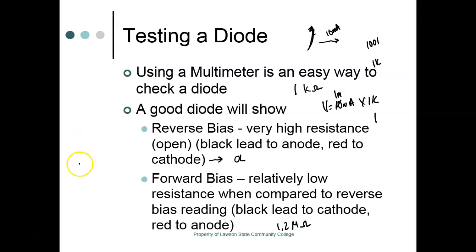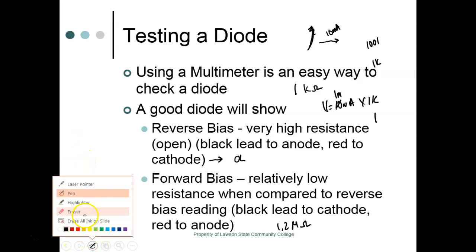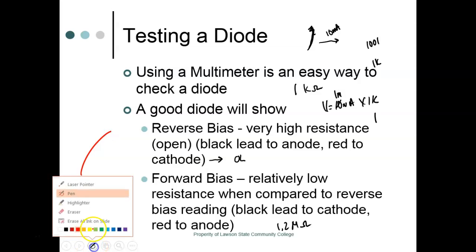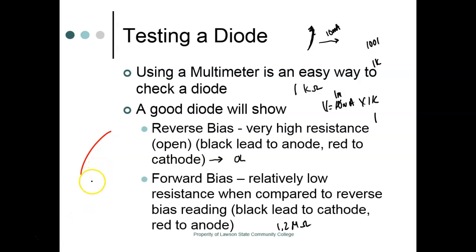So we've got an ohmmeter. It's got two leads, one of them red and one of them black. Which one do you think is the positive lead and which is the negative lead? Okay. So to forward bias this thing, we would take the red lead and put it on the anode, and we'd take the minus lead and put it on the cathode.